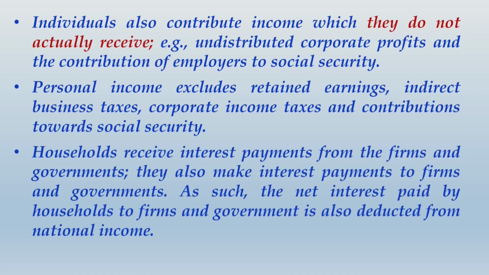Households receive interest payments from the firms and governments. They also make interest payments to firms and governments. As such, the net interest paid by a household to firms and government is also deducted from national income. This is basically in order to arrive at personal income. So first write up this, and regarding interest payments, I am going to give a little elaborate explanation after this, but first you complete writing this much.